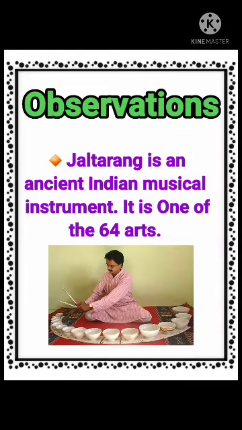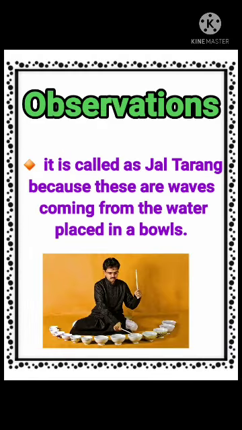Observations: Jalataranga is an ancient Indian musical instrument. It is one of the 64 arts. It is called as Jalataranga because these are waves coming from water placed in bowls.